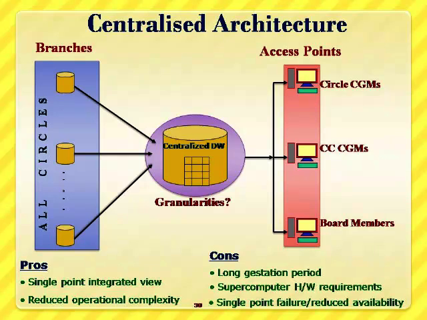I put the data in a centralized data warehouse and allow the top management people to access the business intelligence information from the data warehouse, like circle chief general managers, corporate center chief general managers, and board members of the bank. That means I am building a centralized data warehouse here. Here the question comes: what level of granularity of data am I going to populate in my centralized data warehouse? Granularity is the level of summarization of data which I am going to bring from the different branches into the central data warehouse.